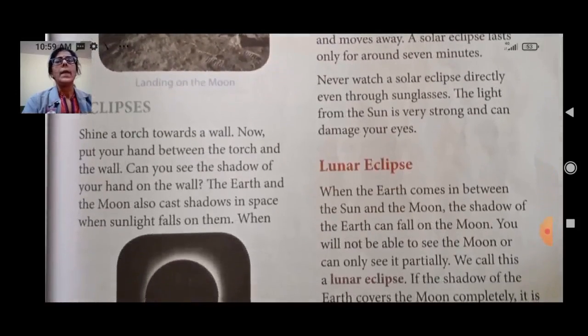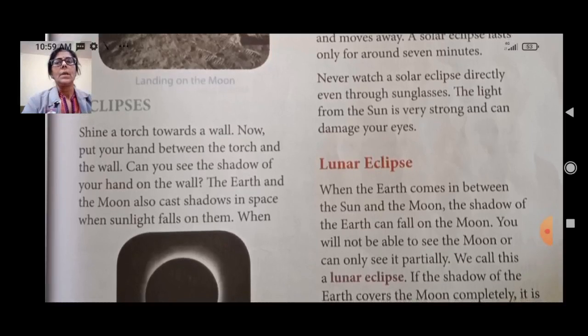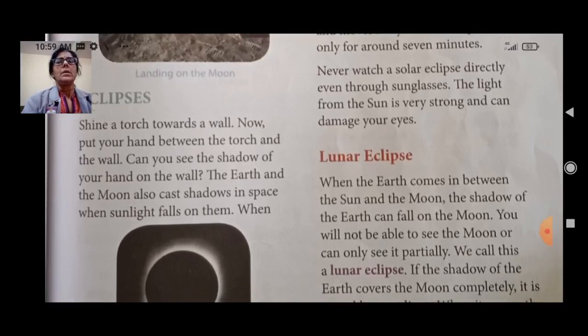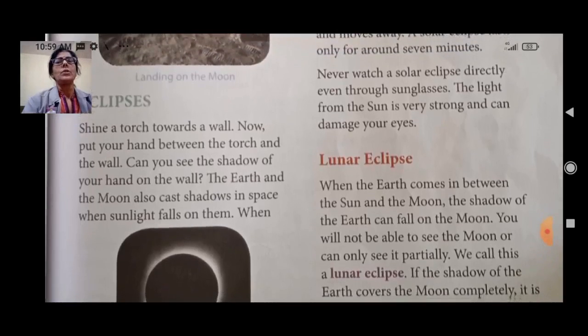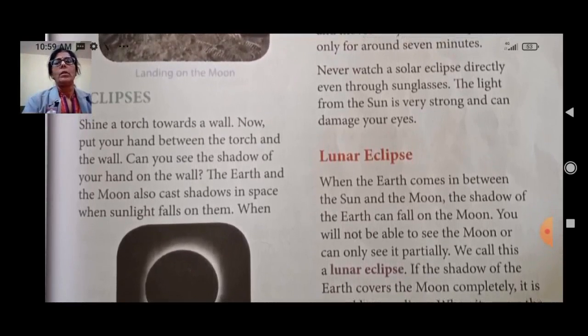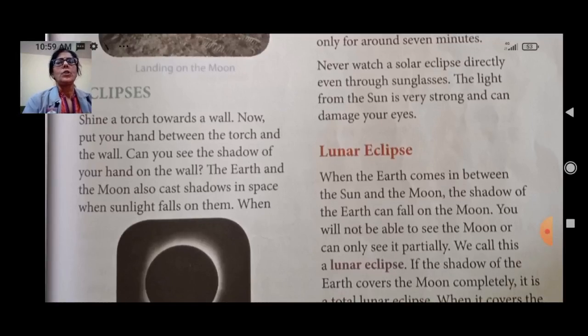Now, what is an eclipse? If we shine a torch towards a wall or on a ball, you try with the ball, you shine a torch on your ball, and if you put your hand in between, that part of the ball will not appear lit, right? In that part of the ball, the light is not seen. The same is given here also.